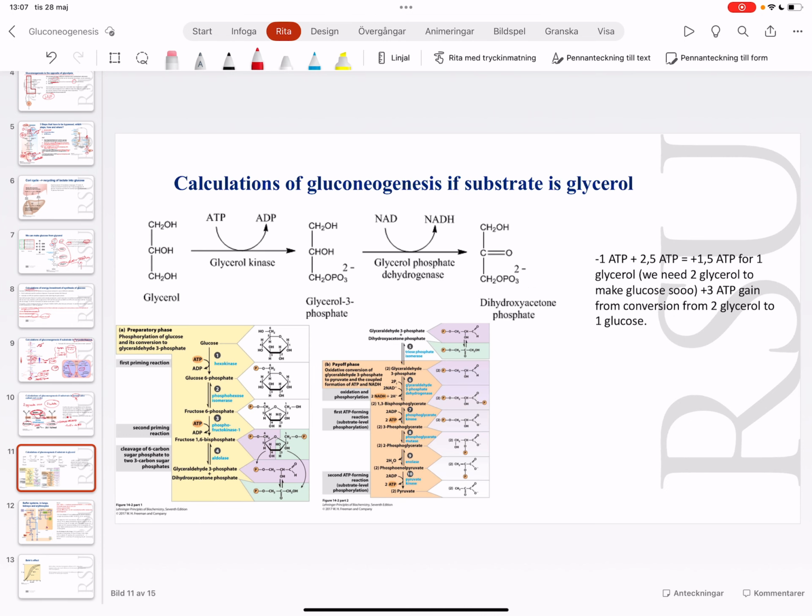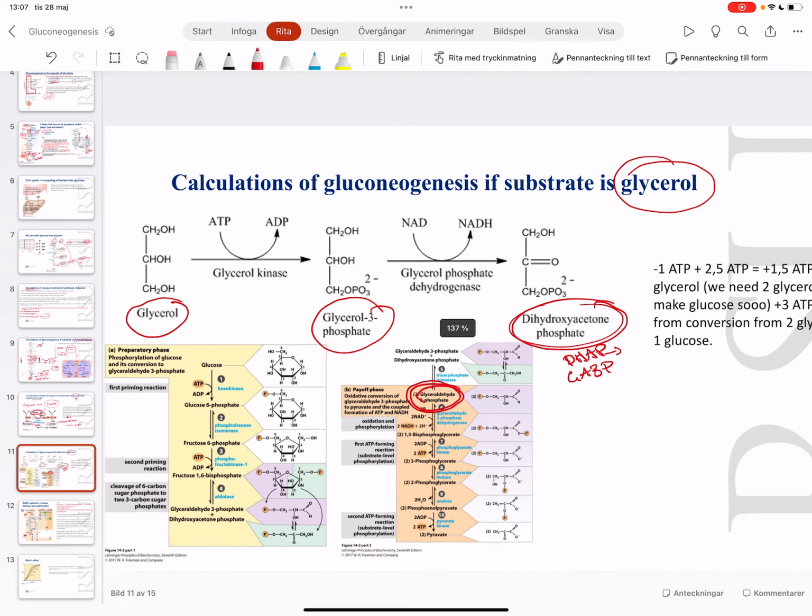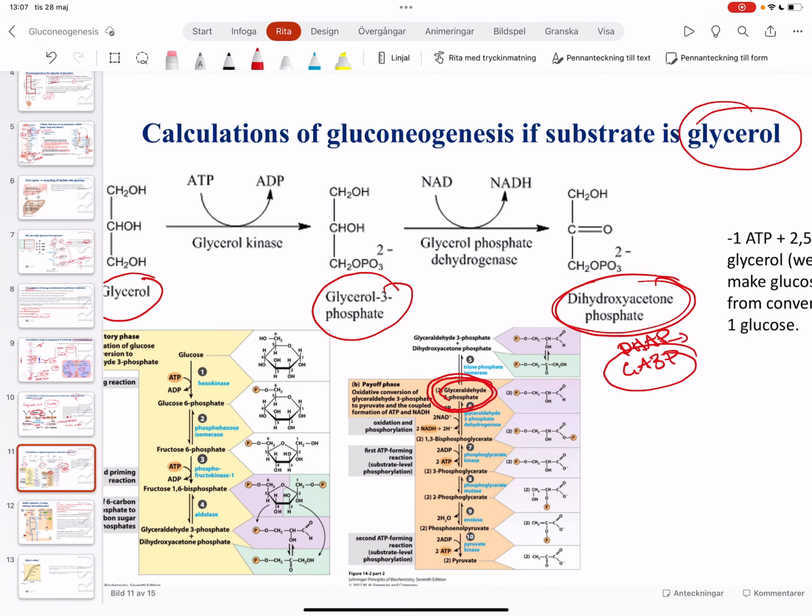Then the calculations of gluconeogenesis if the substrate is glycerol. That means we go from glycerol to glycerol 3-phosphate to dihydroxyacetone phosphate, DHAP, and then DHAP will be converted to glyceraldehyde 3-phosphate, GA3P. And once we get to GA3P, then we have entered the glycolysis pathway.